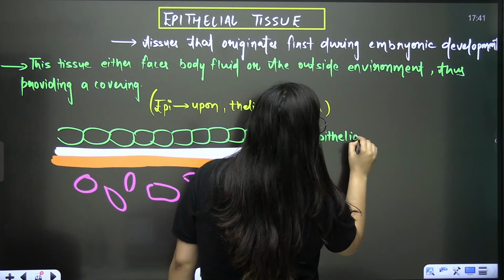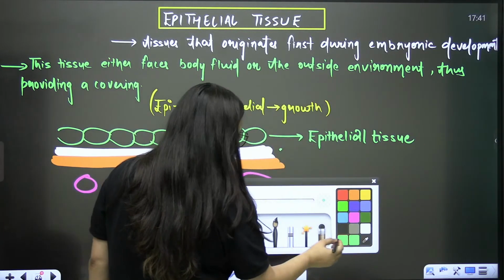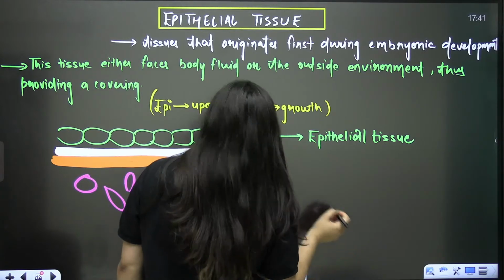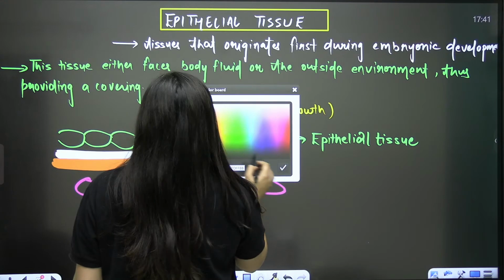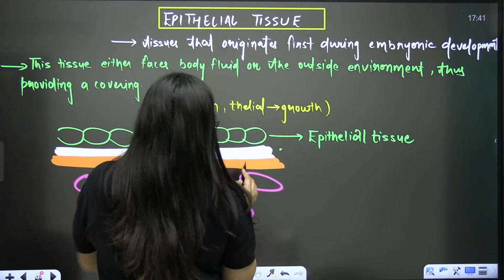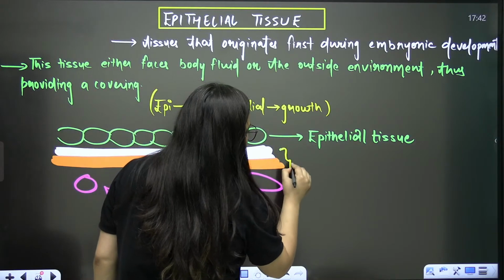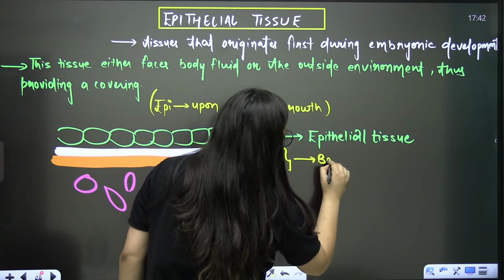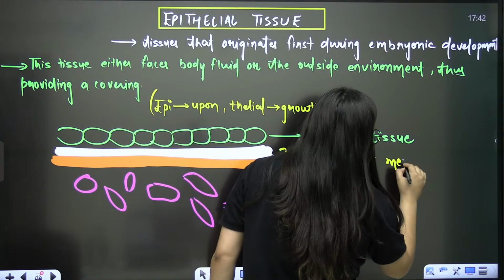Epithelial tissue. Okay, so it is present just above. Yes, it is present. This is the epithelial tissue. It is present just above this layer. This layer is actually the basement layer, the basement layer or basement membrane.